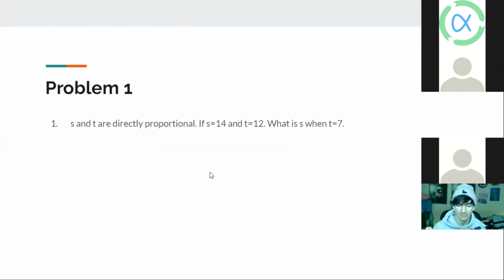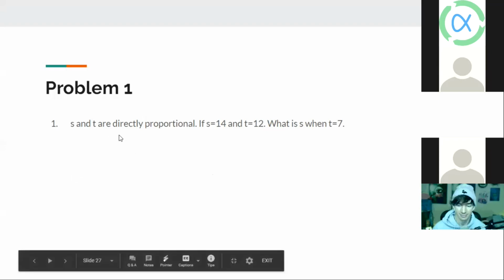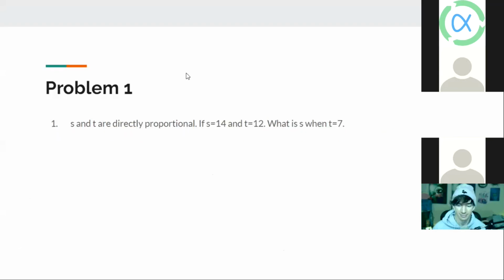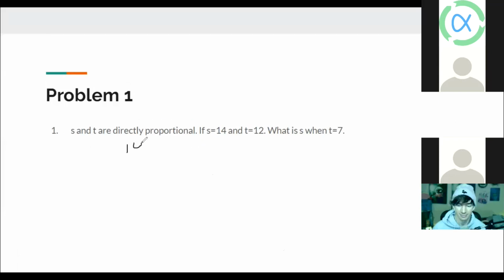Alright, so the first question says S and T are directly proportional. If S is equal to 14 and T is equal to 12, what is S when T is equal to 7? Since S and T are directly proportional, we can say S over T has to be constant. So 14 over 12 should be equal to S over 7. You can cross multiply, and you're going to get 98 over 12 is equal to S, which is just 49 over 6. So that's our answer, 49 over 6.